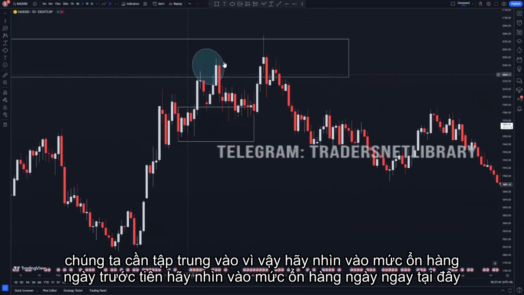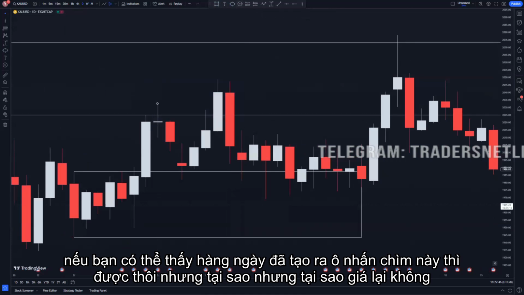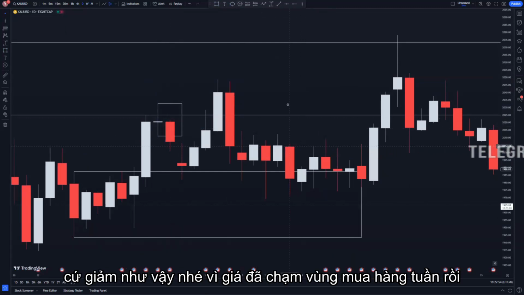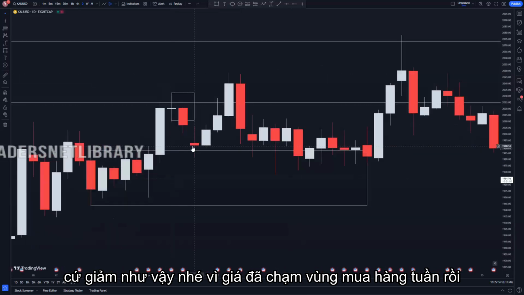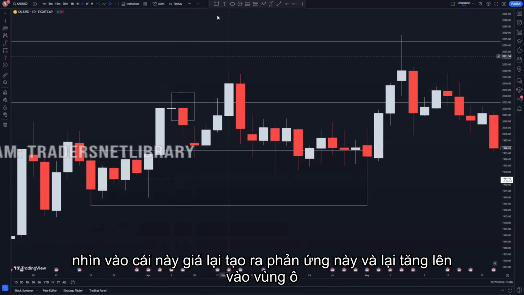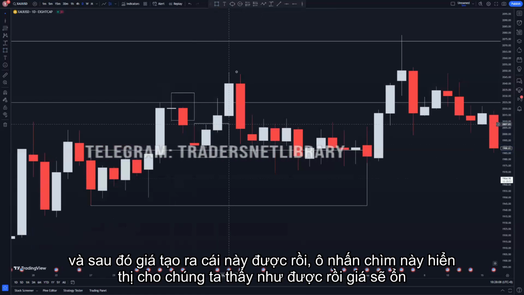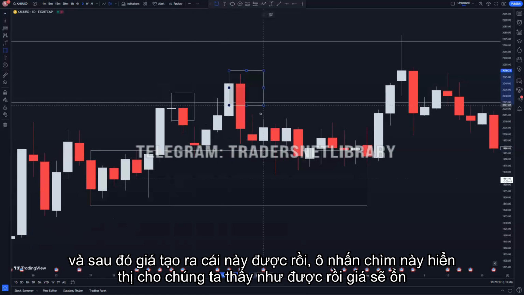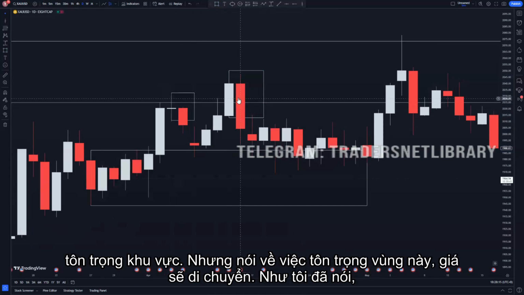Okay, look at the daily. At first, right over here, if you can see, daily created this engulfing sell, right? But why didn't the price just go down just like that? Because the price has already touched the buy zone of weekly. And then look at this one. The price created this reaction again and went up again, got into the sell zone, and then the price created this engulfing sell, showing us that the price is going to respect the zone.